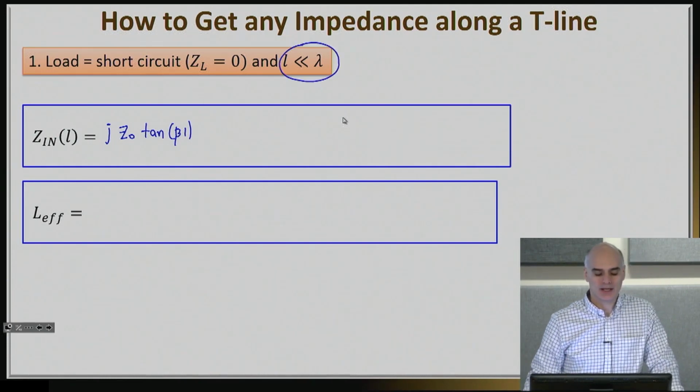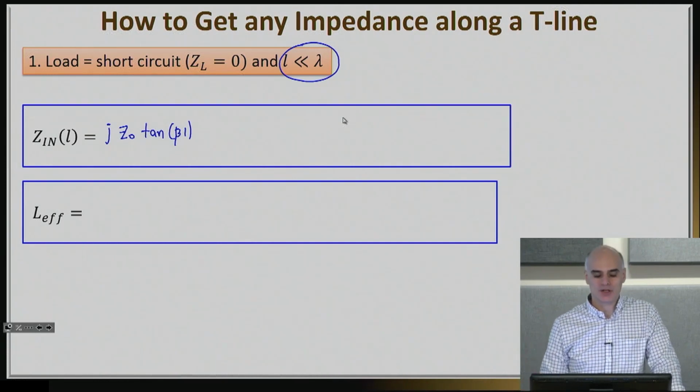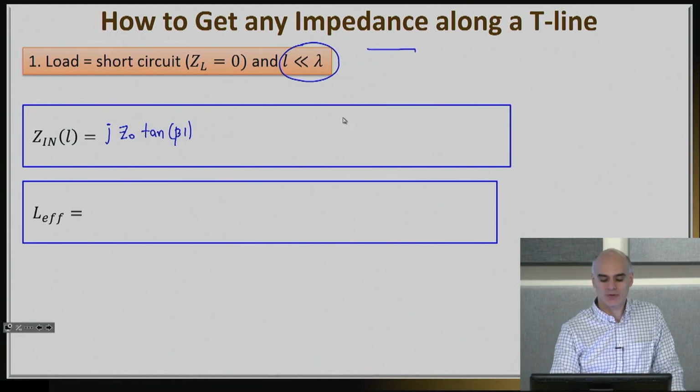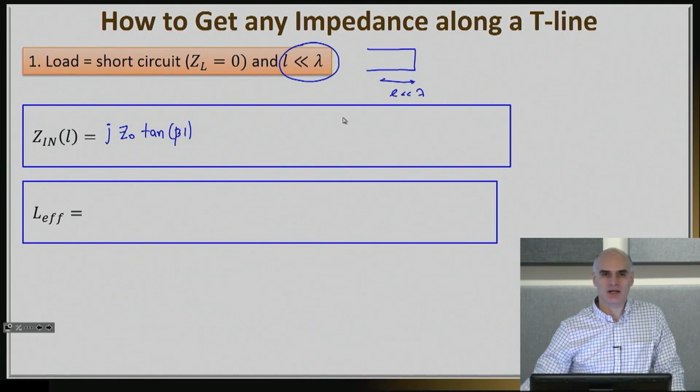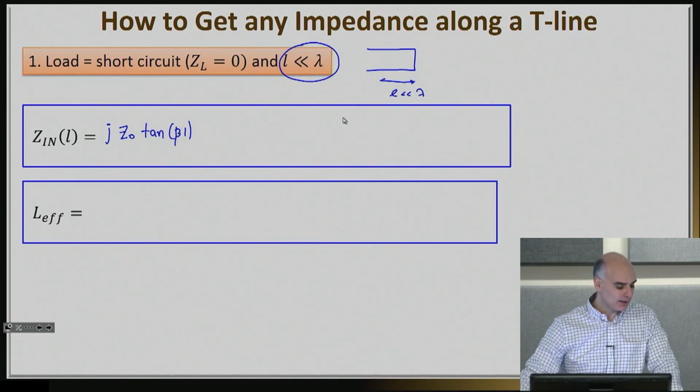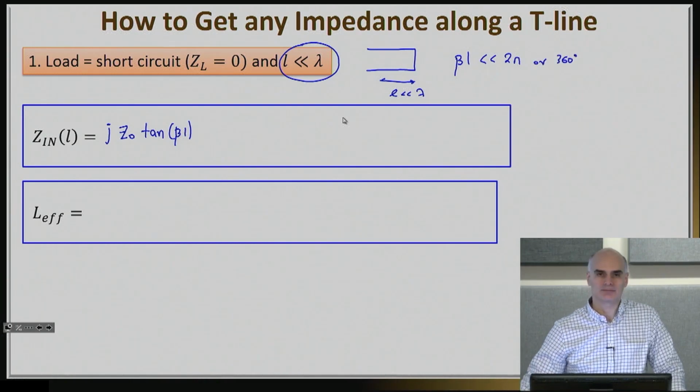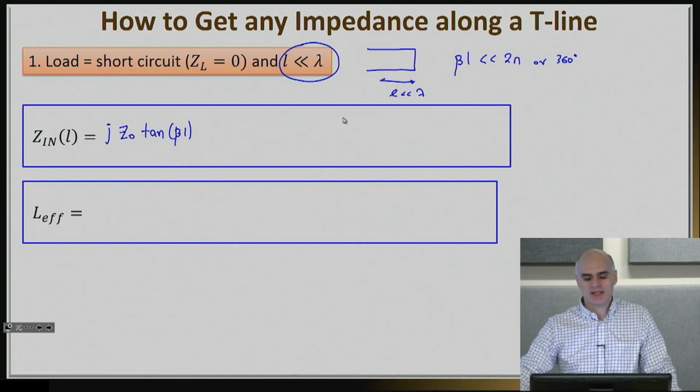So let's assume that I have a shorted transmission line, but this shorted transmission line is also pretty small. It's pretty short. So we are talking about moving away from a short at some distance L that is much less than lambda. Or equivalently, my beta L, which is the electrical length we discussed before, will be much less than 2 pi or much less than 360 degrees. Now, what does much less mean?